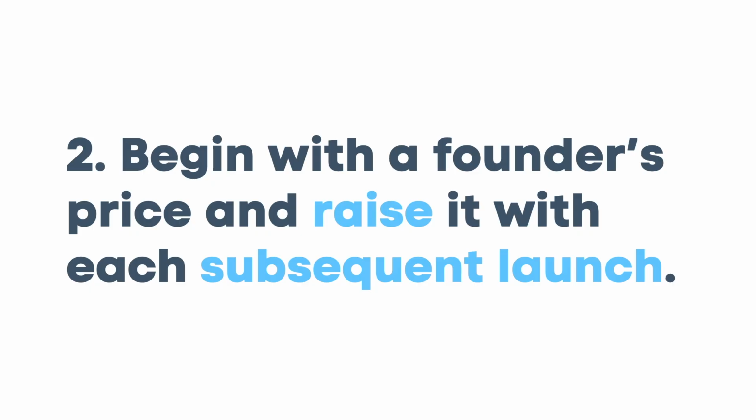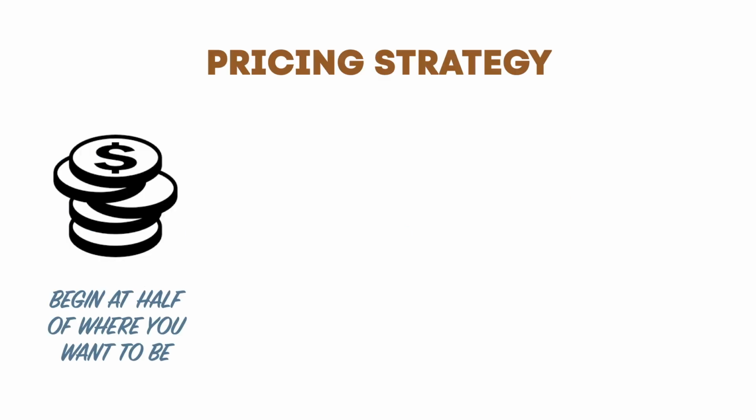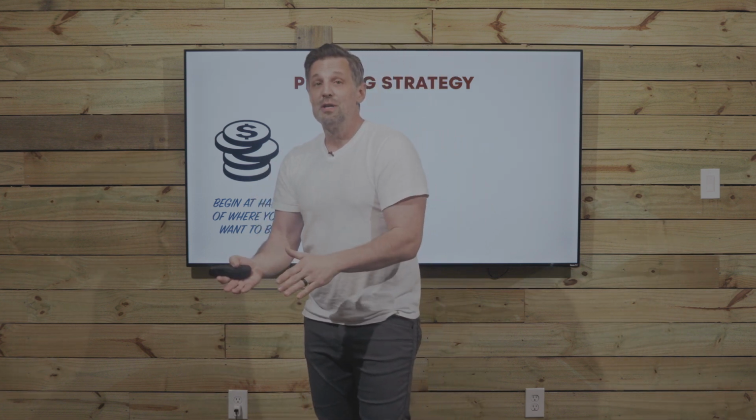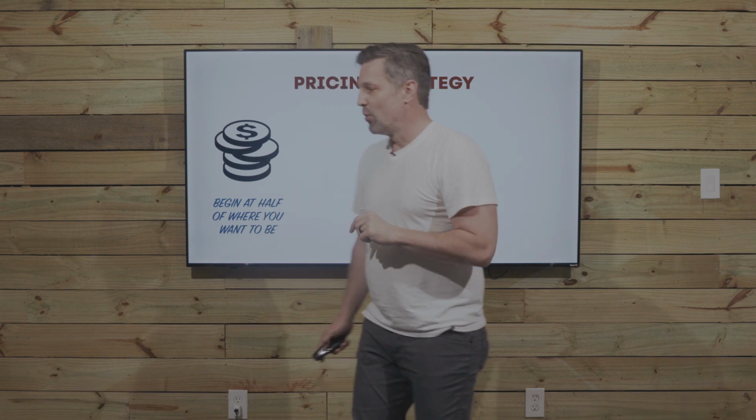Here's another bit of strategy we want to add to this. Again, with membership programs, begin with the founder's price and then raise it with each subsequent launch that you do. So here's part of the pricing strategy. Let's just map it out graphically. I would suggest you begin at about half, maybe even less, of where you want to be. So if you're wanting to end up selling a monthly membership that at some point is going to end up around $100 a month, that means you'd probably start off with a founder's price of about $50, maybe even $30, thinking that at some point I'm going to raise this price in the future.